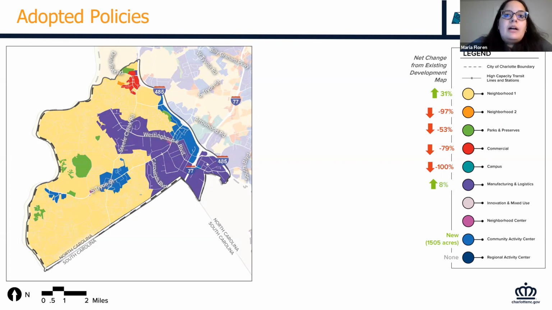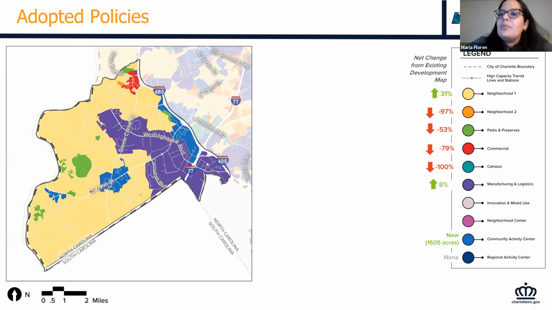You can see how the place type assignments change between the existing development and adopted policies map on the right side. So you can see neighborhood 2 went down significantly, some parks and preserves went down, commercial, and some campus.